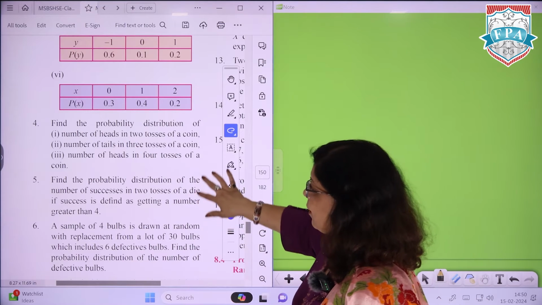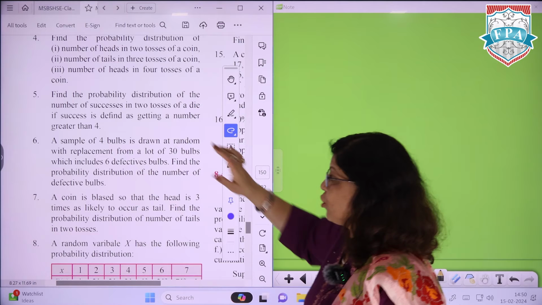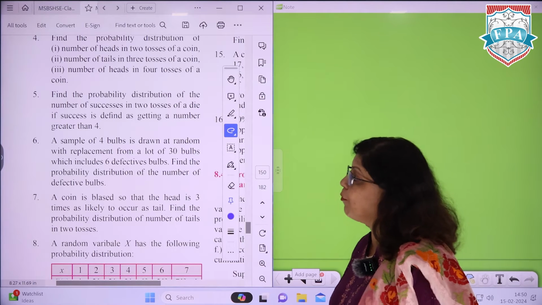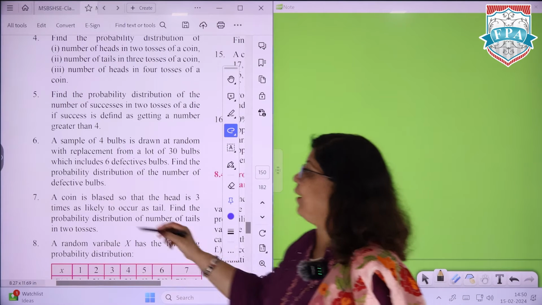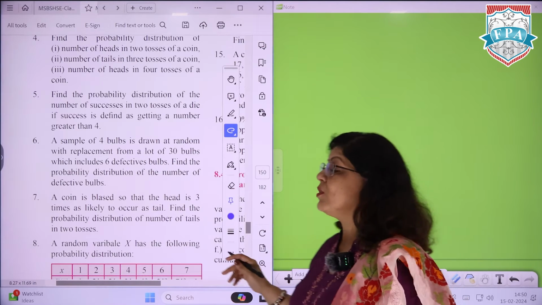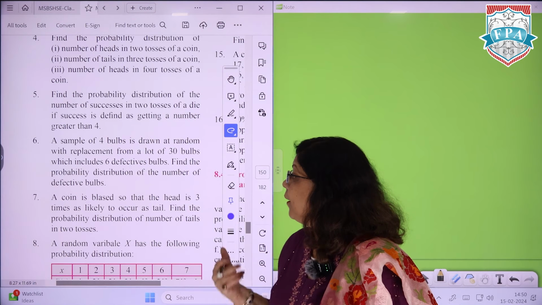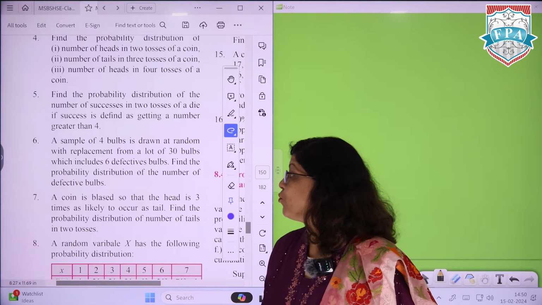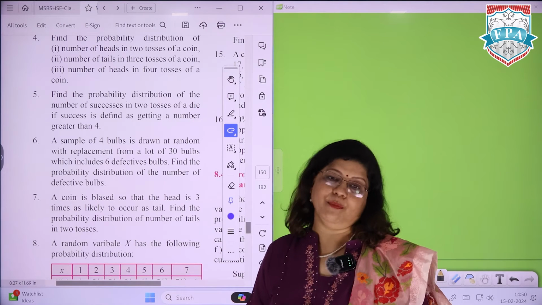Now let's see question number 6. A sample of 4 bulbs is drawn at random with replacement from a lot of 30 bulbs, which includes 6 defective bulbs. Now find the probability distribution of the number of defective bulbs.